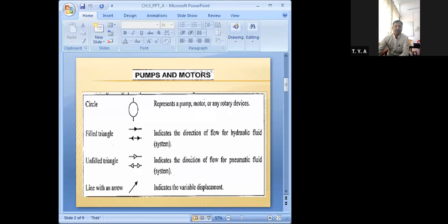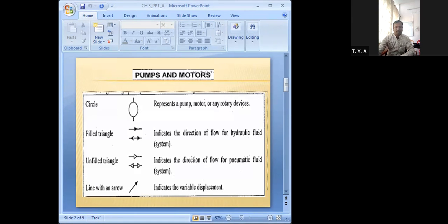If one filled triangle is there, then that means unidirectional. If it is two-way or two directional, then it is this symbol. A filled triangle indicates the direction of flow for hydraulic fluid, and an unfilled triangle indicates the direction of flow for the pneumatic fluid system. And a line with an arrow indicates the variable displacement.